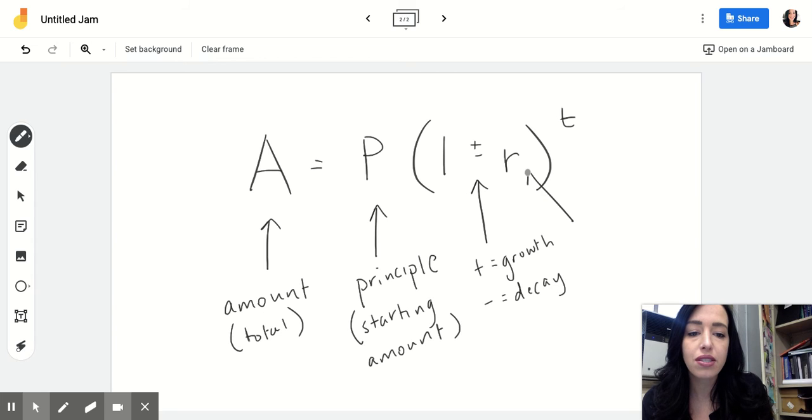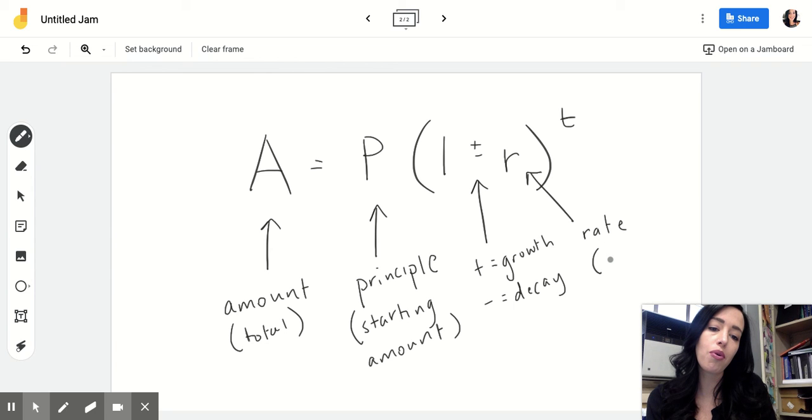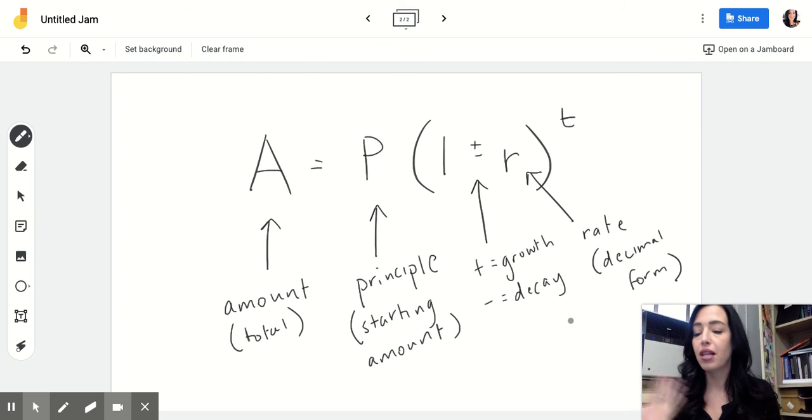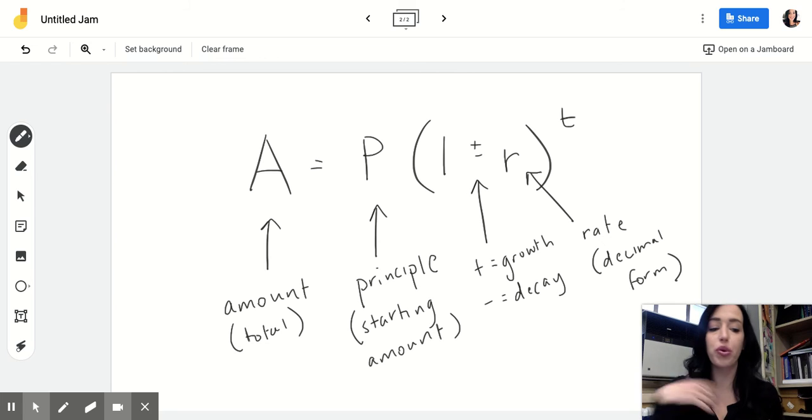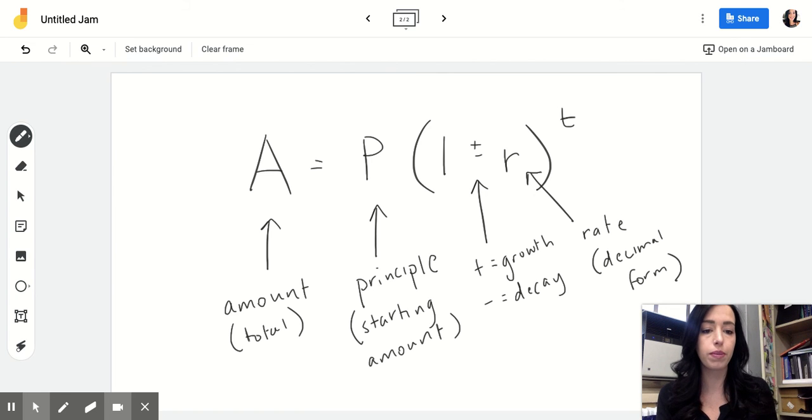And then this is going to be the rate. Okay? It's really important that the rate is always in decimal form. So if in the problem they give you a percent, like it's going to appreciate at 7%, you have to change that 7% into decimal form.